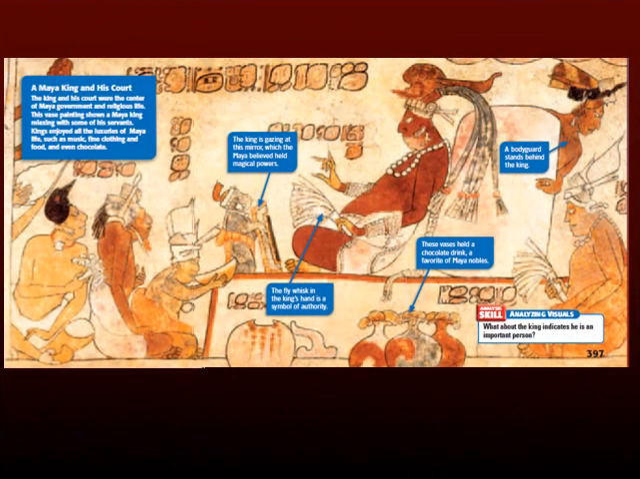Exhibit B is a graphic from a textbook. It's a picture from a textbook. Here's what that looks like. You can see that it is a Maya king and his court. You can see that it talks a little bit about what the king is doing. He's looking into a mirror. He has bodyguards. They have vases with chocolate drinks. He has a little whip thingy that shows that he's in charge.